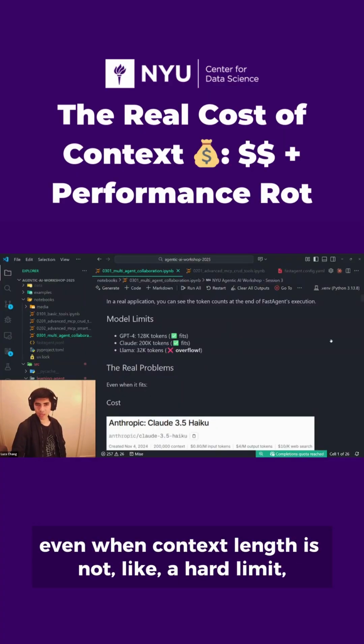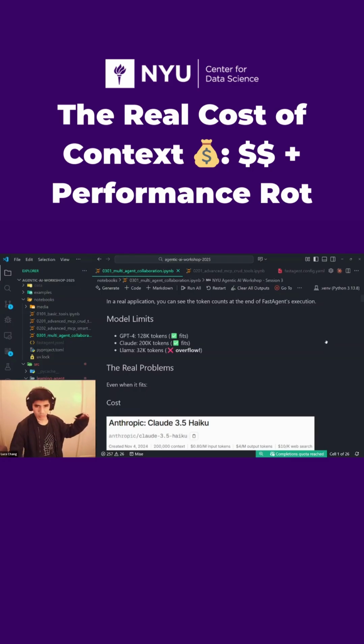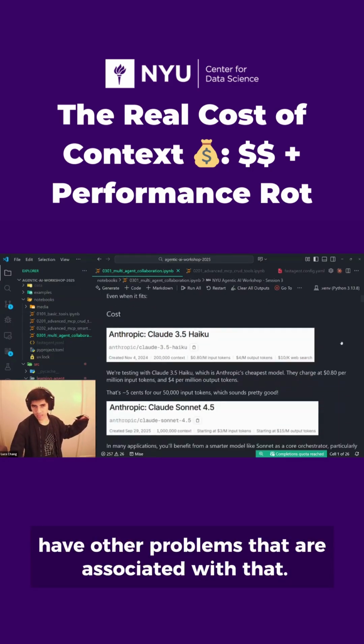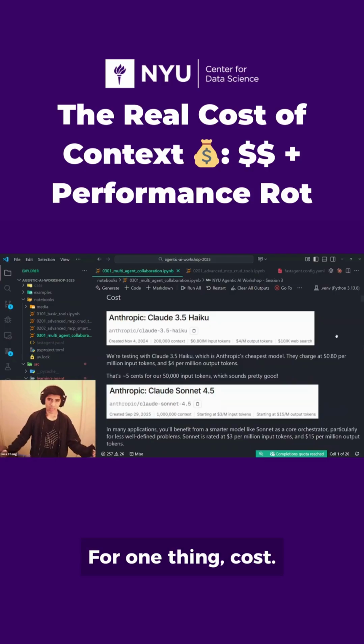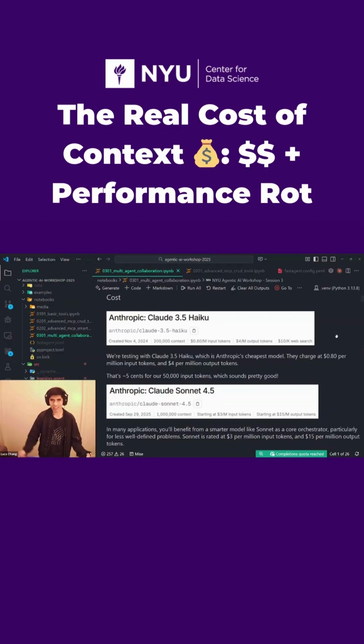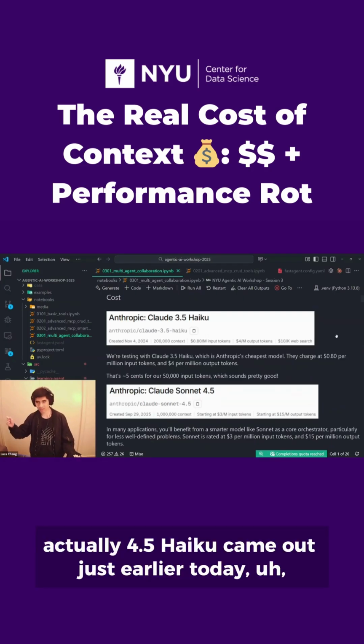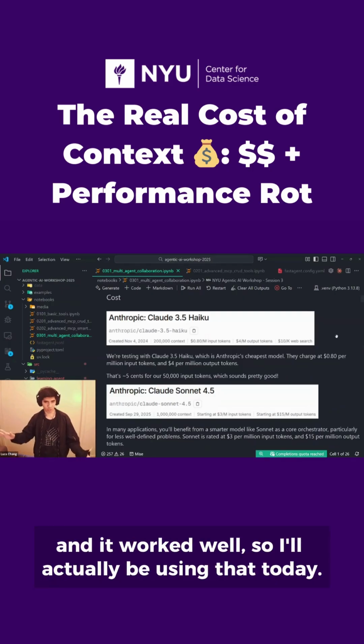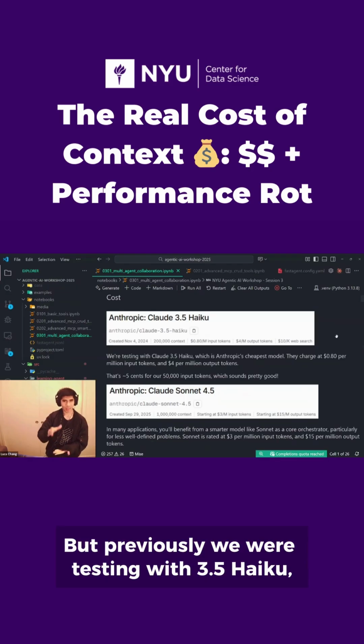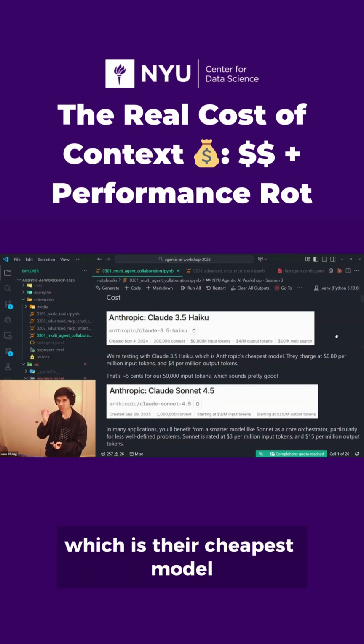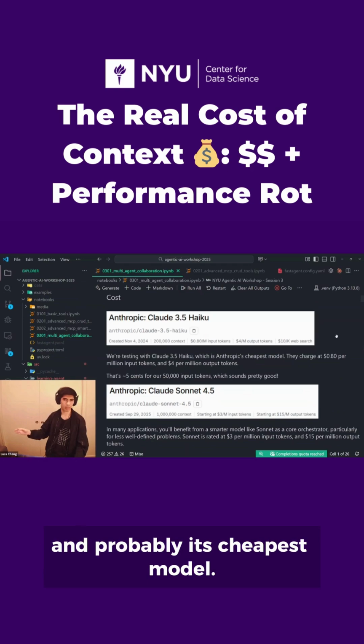Now, even when context length is not a hard limit, you still have other problems associated with that. For one thing, cost. We're testing with 3.5 Haiku. Actually, 4.5 Haiku came out just earlier today, and I was testing with it, and it worked well. So I'll actually be using that today. But previously, we were testing with 3.5 Haiku, which is Anthropic's cheapest model.